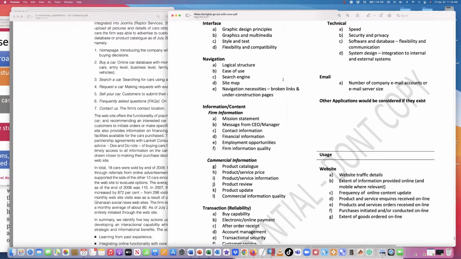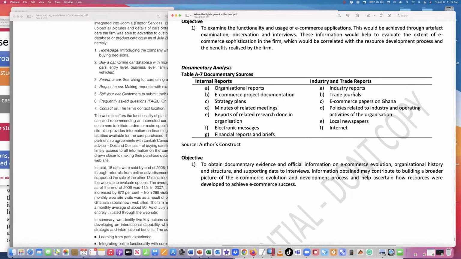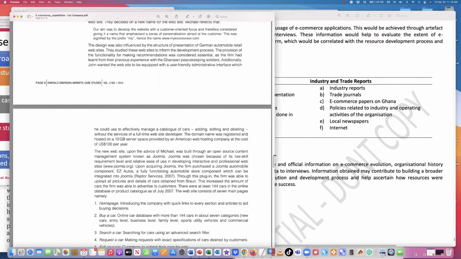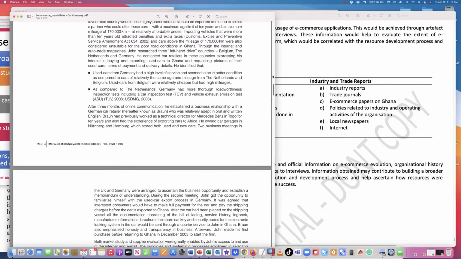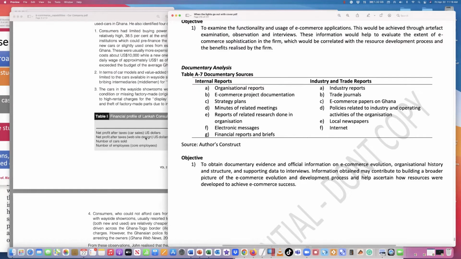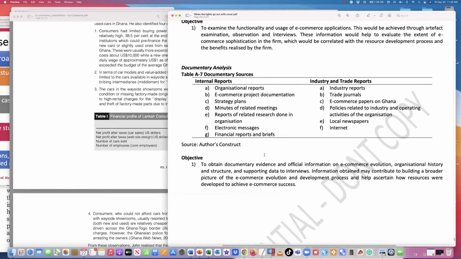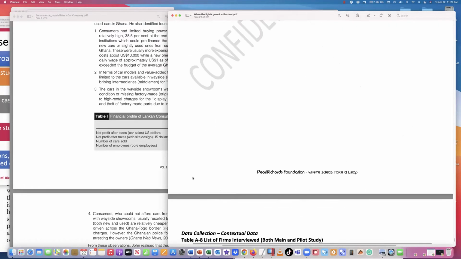Okay, so let's go on. What kind of documentary analysis data are you going to go for? Industry reports for the industry, internal reports from the organization, e-commerce documentation, minutes of related meetings if they exist. All of this doesn't mean that all of this is a financial report. So where is a financial report helpful? In the case study itself, there's a table that shows the financial profile of Lanka Consult. You can see it here, the financial profile. So whatever you do in your case study protocol will lead you to develop a very good case study. If your case protocol is bad, you are going to have a problem.